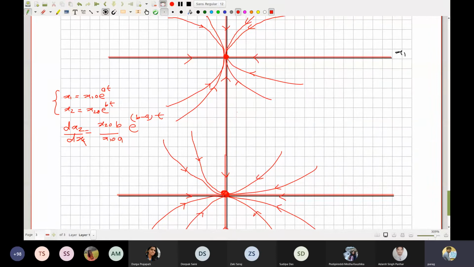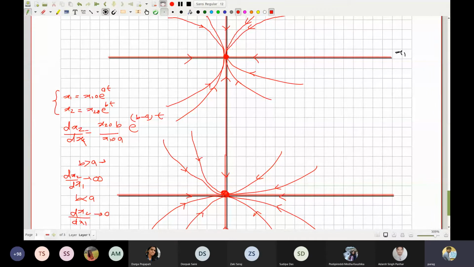Now when b is greater than a, the slope will be positive, or rather the slope will tend to infinity. Sorry, it's not dt, everywhere it has to be dx2 by dx1. When b is greater than a, dx2 by dx1 will tend to infinity, and when b is less than a, dx2 by dx1 will tend to 0, right?